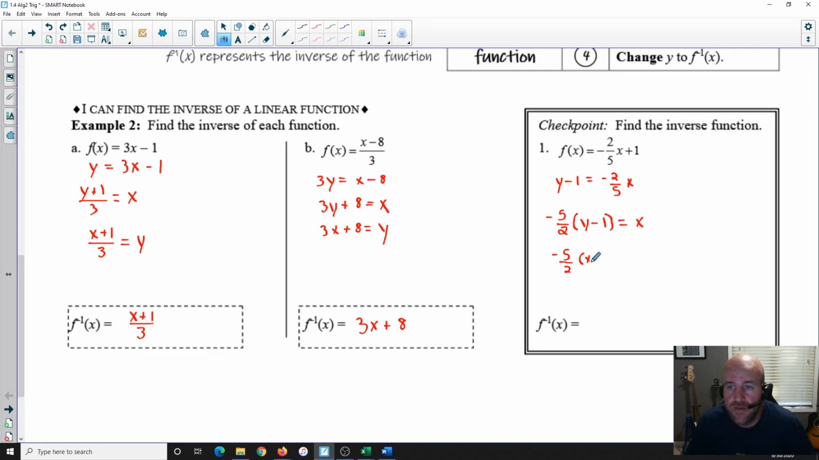So now we have this. And when I go to write it down here, I'm just going to go ahead and distribute this negative 5/2 into both of these terms here. So we get negative 5/2 x, and then negative 5/2 times negative 1, that would be a plus 5/2. And that's it.